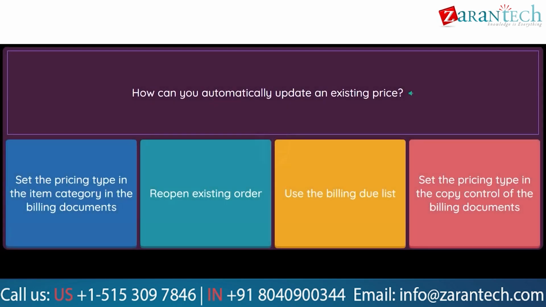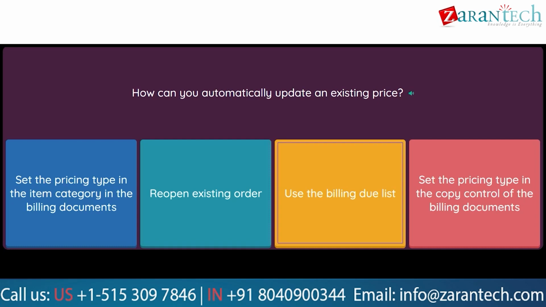Question, how can you automatically update an existing price? Option 1 set the pricing type in the item category in the billing documents. Option 2 reopen existing order. Option 3 use the billing due list. Option 4 set the pricing type in the copy control of the billing documents.